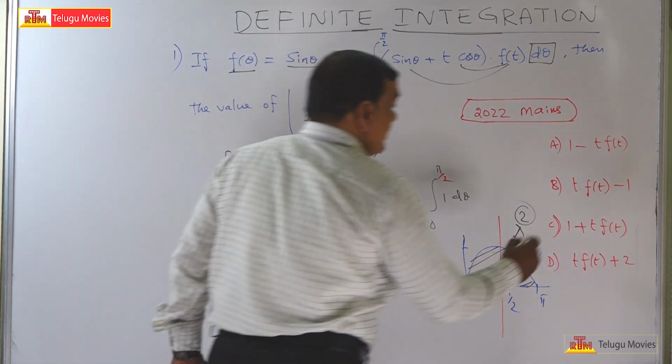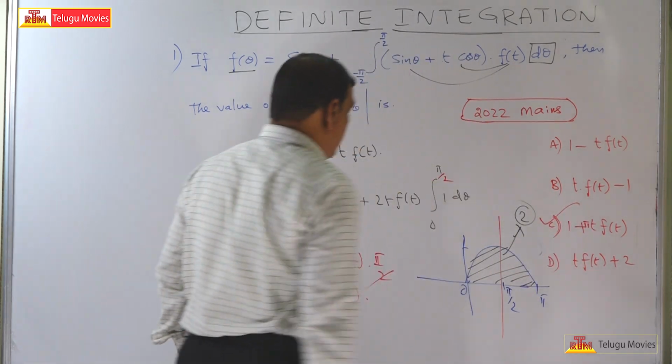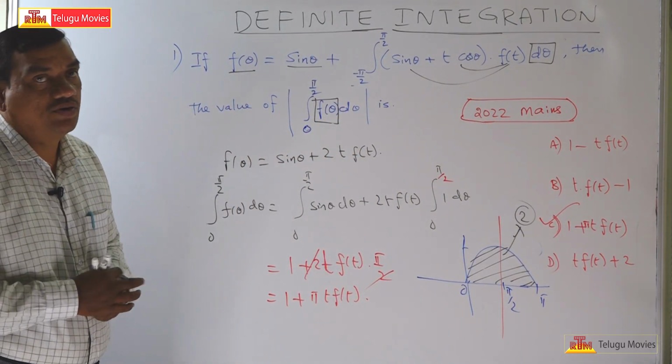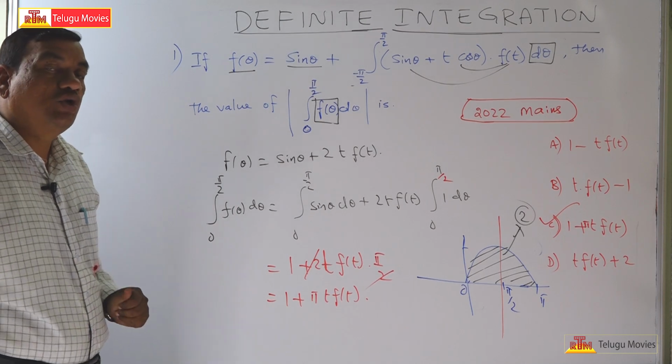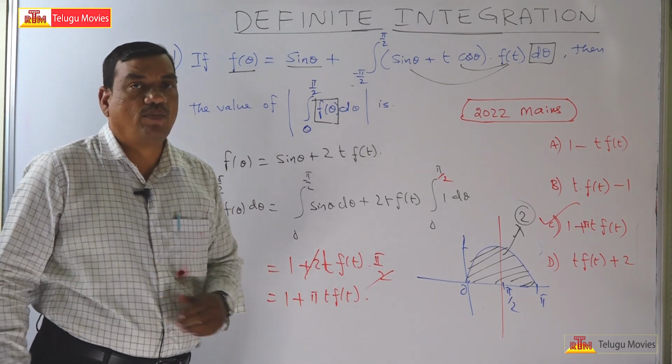Definitely here it should be pi. So option C will be your correct answer. Okay, I hope that you understand this solution. Let us go for the next problem.